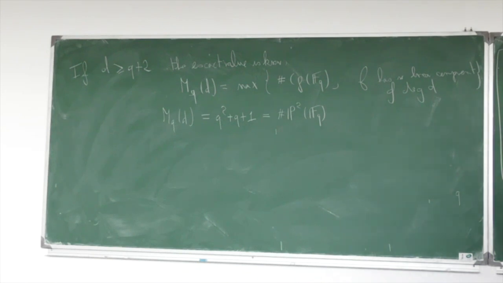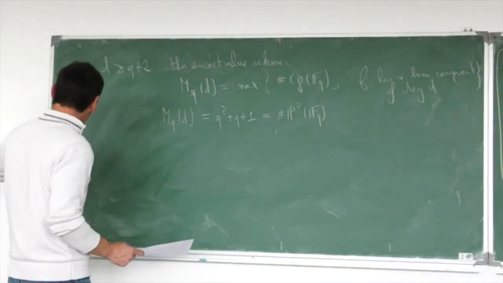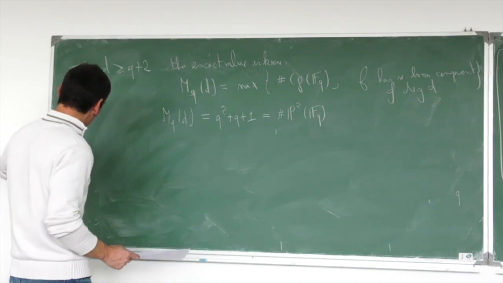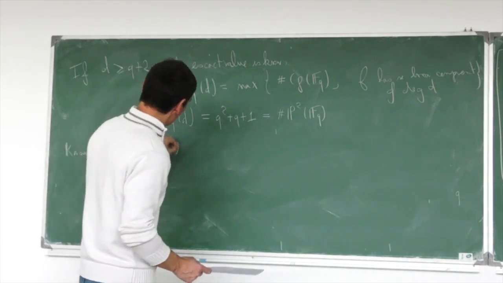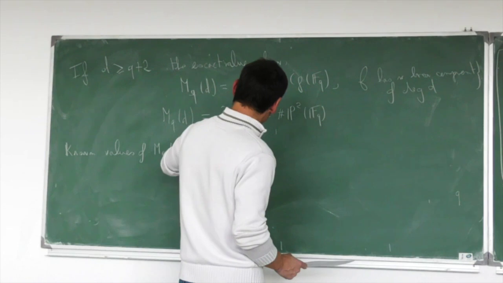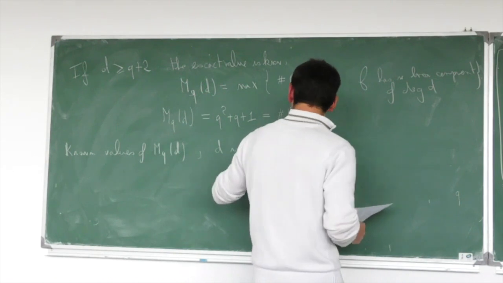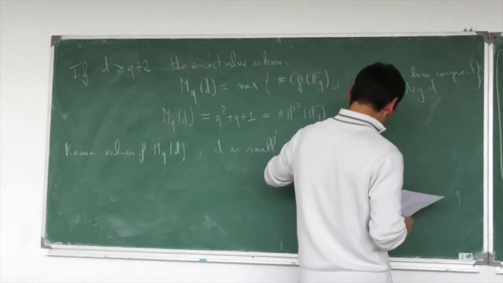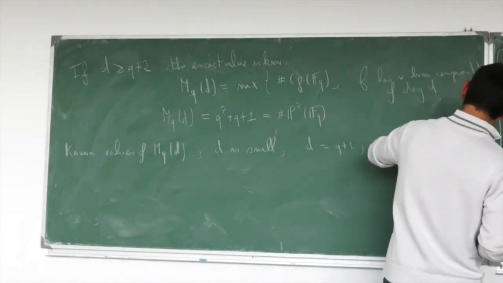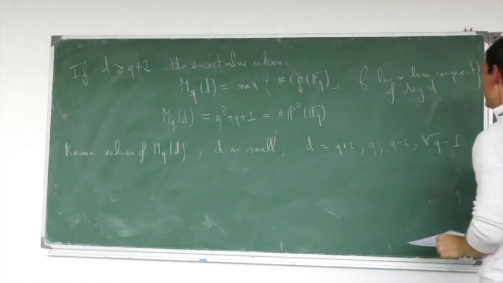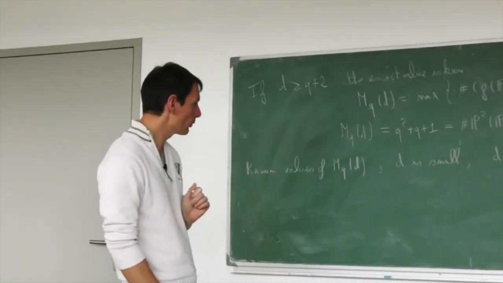And what about other things? In general, the situation is not solved. You have known results. Of course, when d is small, I think up to maybe d equals 4, things are known. And then you have some sporadic values, q plus 1, q minus 1, square root of q minus 1 when q is a square. These are more or less where people know the values of it. So do we know much more?